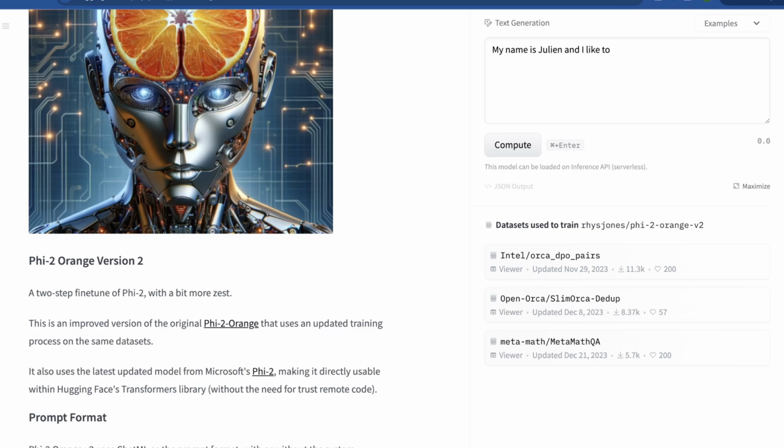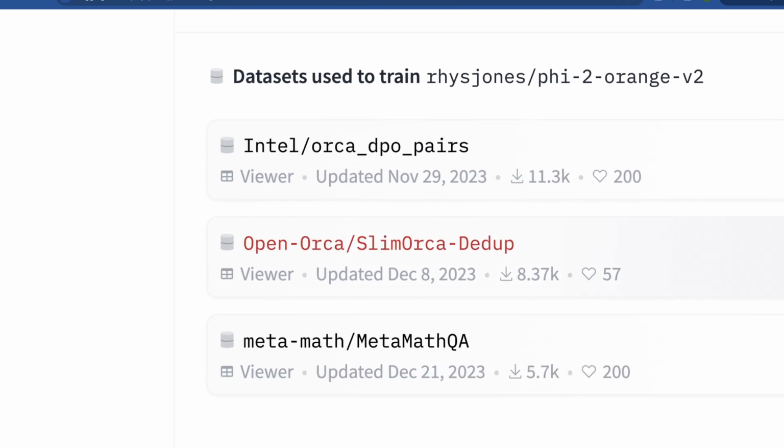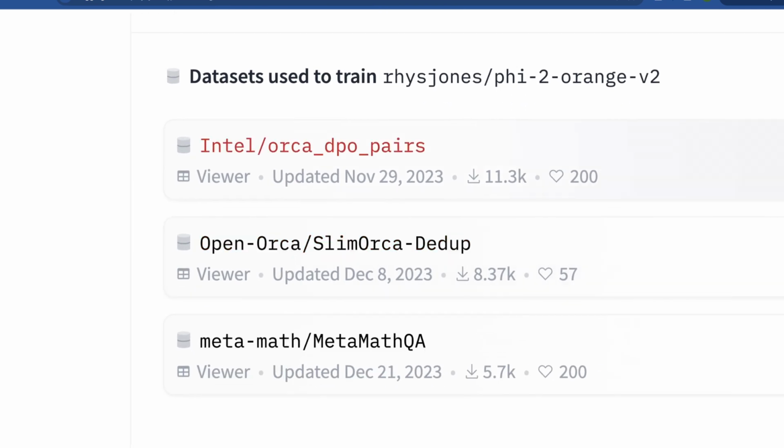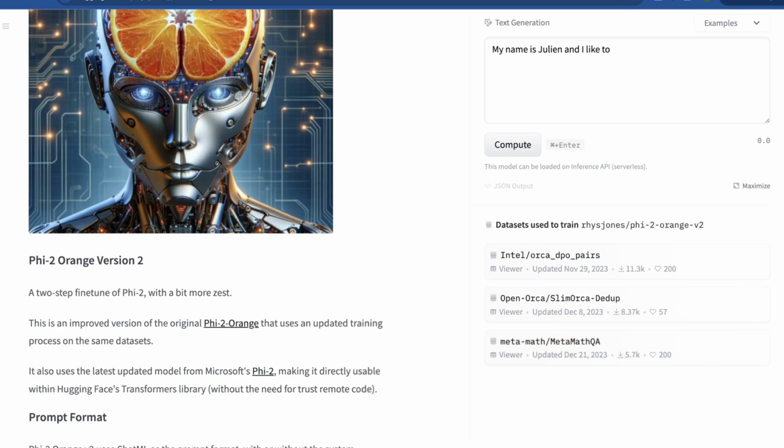And if we look at what it's been built on top of, it's been built on top of Intel Orca DPO pairs, Slim Orca Dedupe, and MetaMath QA, which in theory helps it with certain reasoning capabilities. We've seen a lot of merges that tend to use MetaMath as well, and it seems to help even models that are only meant for verbose, prose-based, writing-based tasks do better at that, since they can think through problems a bit better.